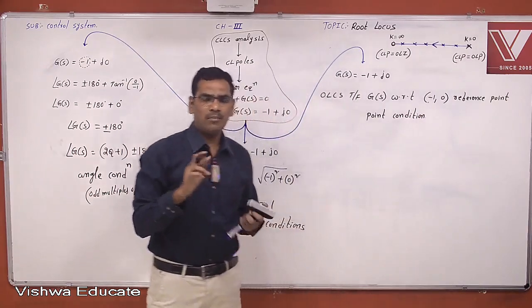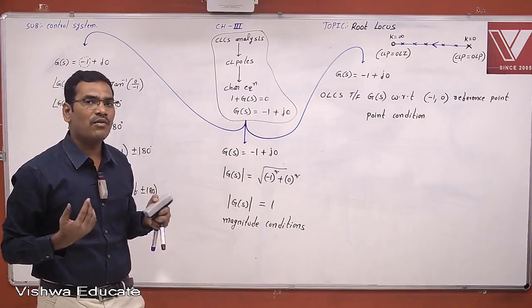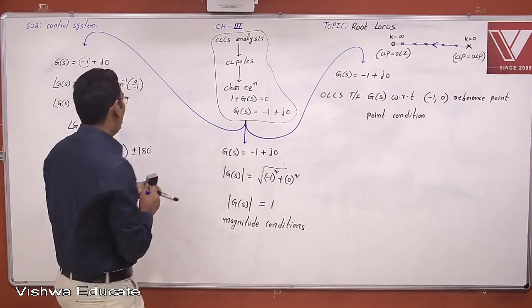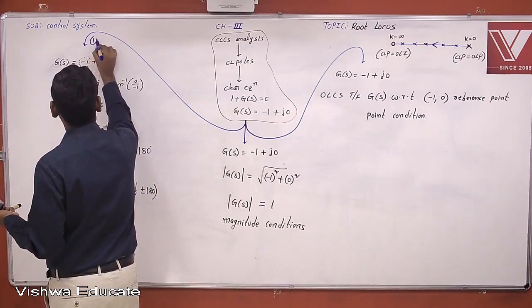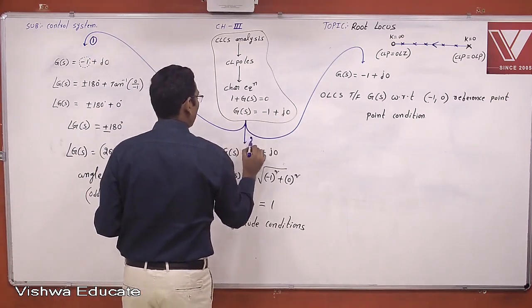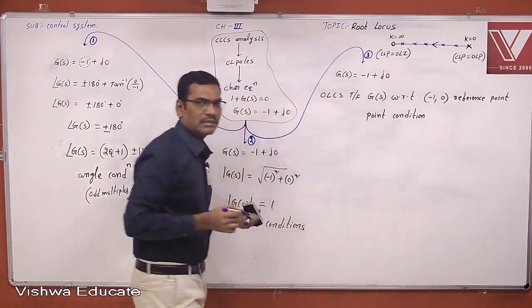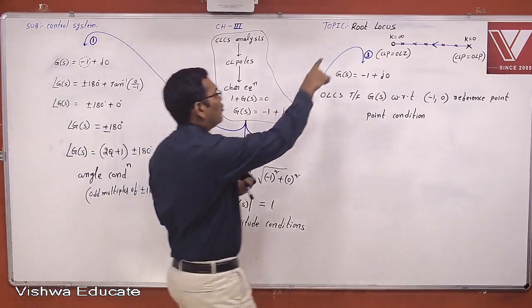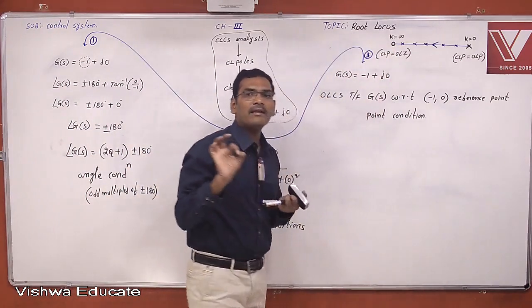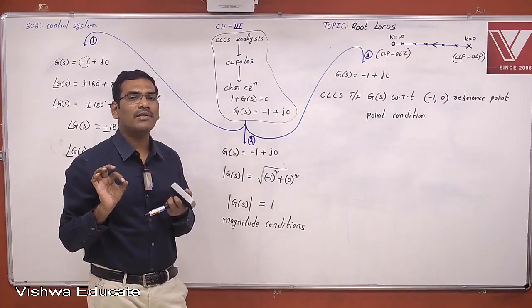Now students, one point I want to say. Sir, then what are the advantages of all these conditions? Why are you saying this is the angle condition, this is the magnitude condition, and this is the point condition? What is the use of this? Our topic is root locus, which is the movement of the closed loop poles. Is it right or not? The root locus is the movement of the closed loop poles.